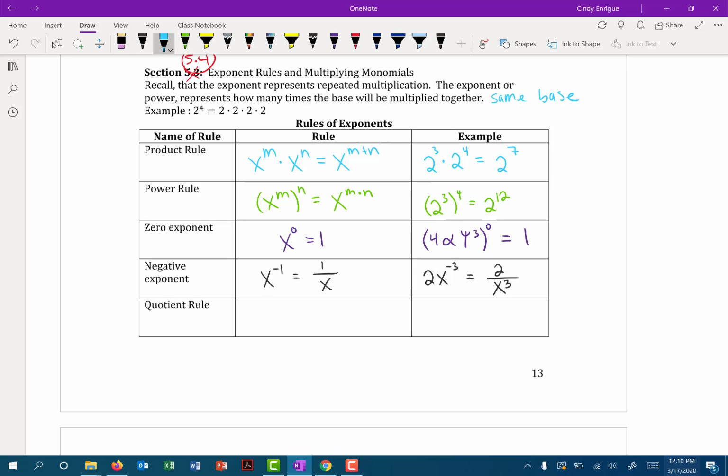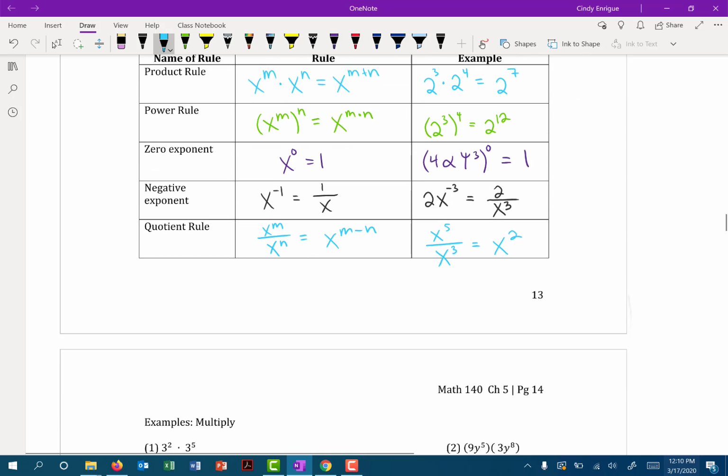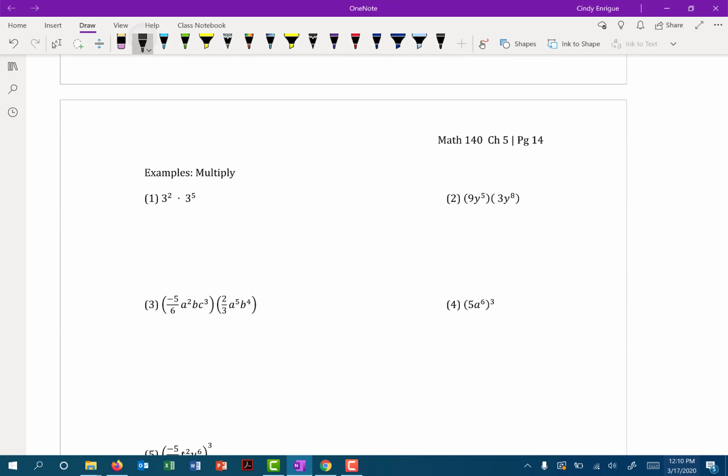And for the quotient rule, if I have x to the m over x to the n, then what we do with the exponents is we are actually subtracting them. For example, if I had x to the fifth over x to the third, then I'm subtracting the exponents. So 5 minus 3 gives me 2. So now I have an x squared. So that's just a brief overview of our exponent rules. Now we're going to put these into play with some examples.